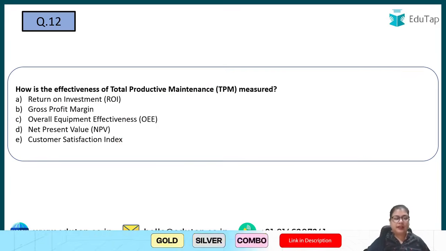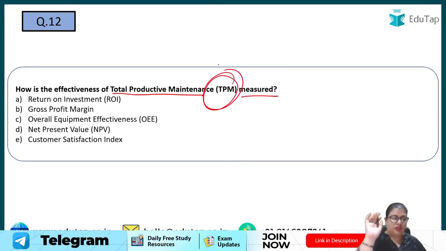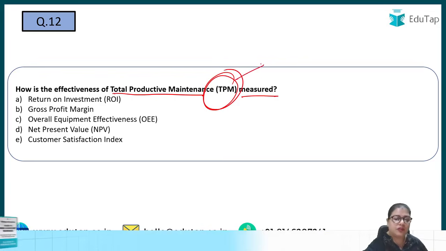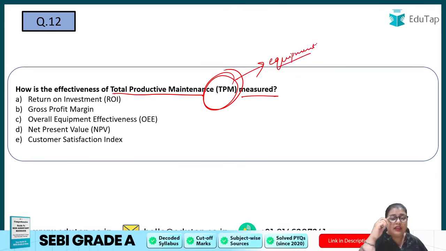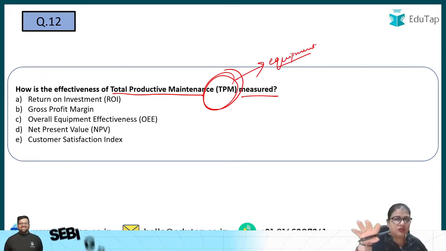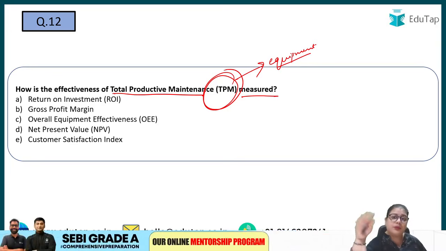Okay. Next, let us talk about question number 12: how is the effectiveness of total productive maintenance measured? That is TPM. Whenever we are talking about TPM, we should remember that we are talking about the equipment, the machines. What does TPM basically say? That there should be no breakdown, है ना, that we should try to be as preventive as possible, कि कोई भी breakdown ना हो, कोई भी problem ना हो in between the production.